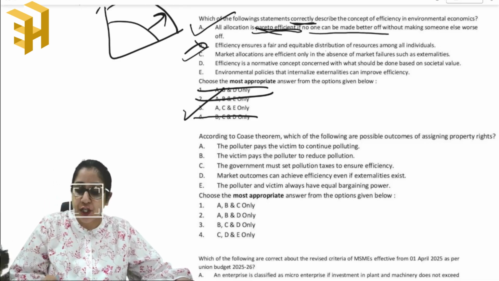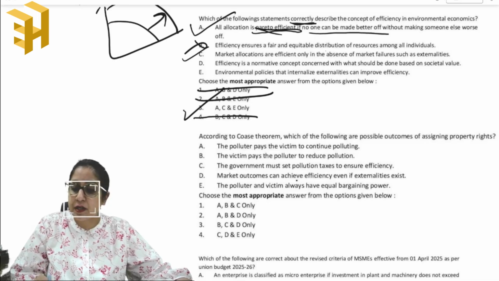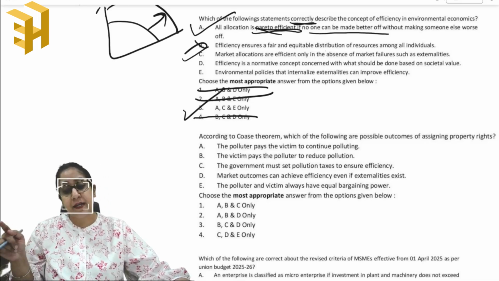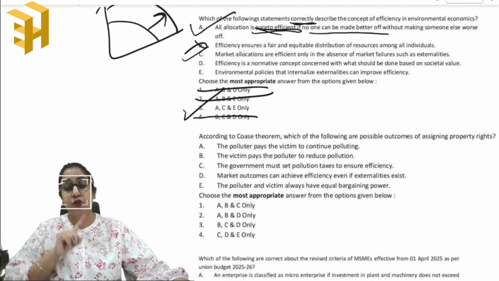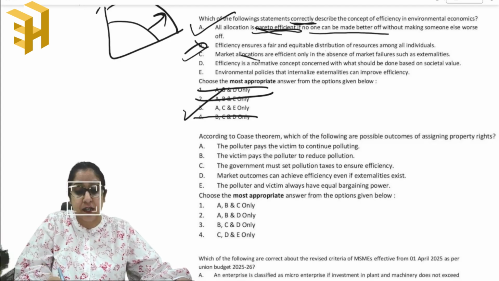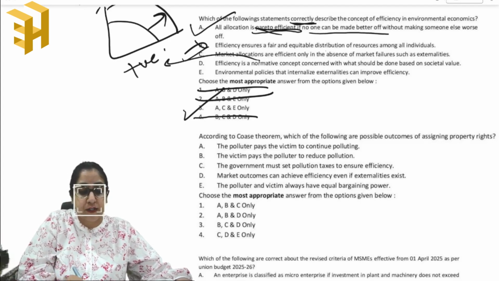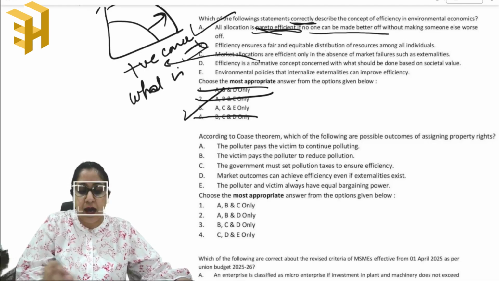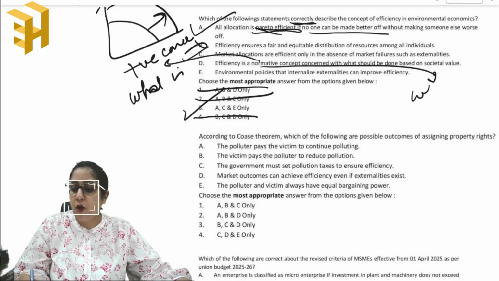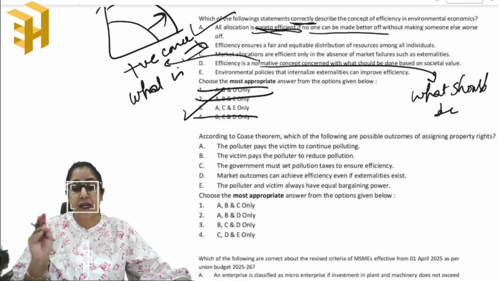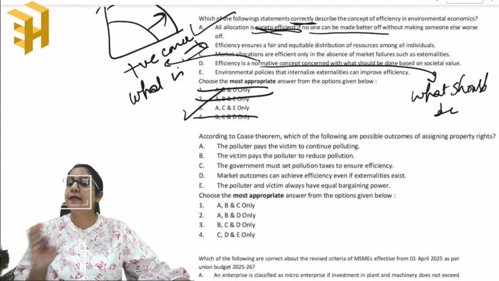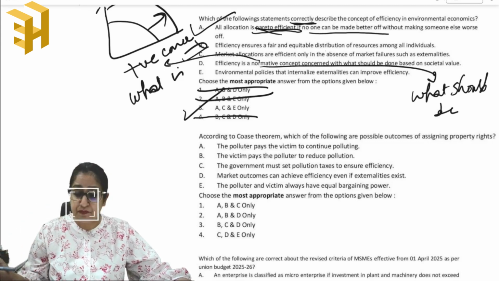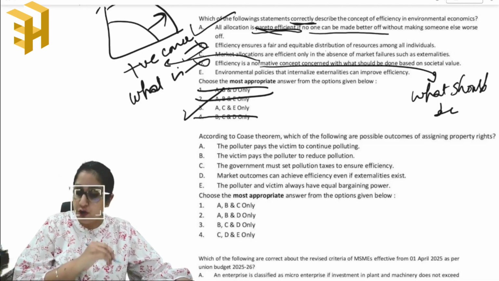Then efficiency is a normative concept concerned with what should be done based on societal value. No, efficiency is considered as a positive concept. Positive concept means what is, and normative means what should be. Okay, so efficiency is primarily treated as a positive concept. Okay, so D is wrong.